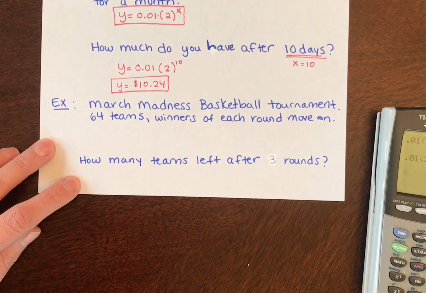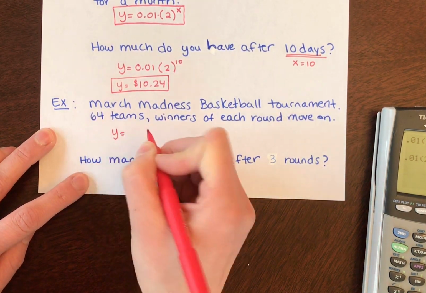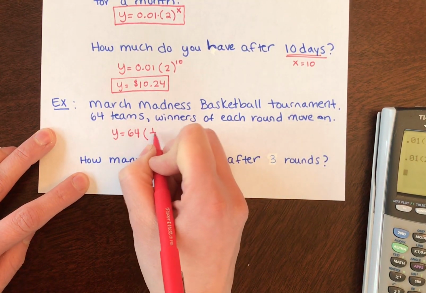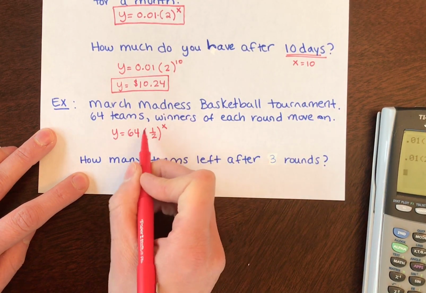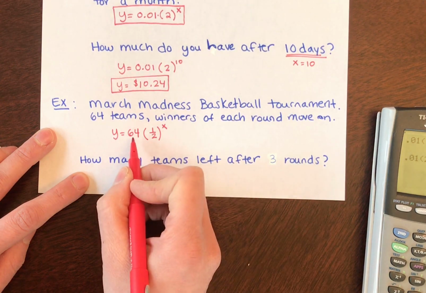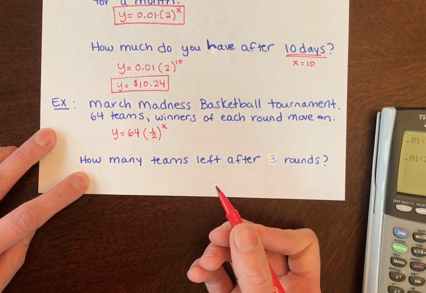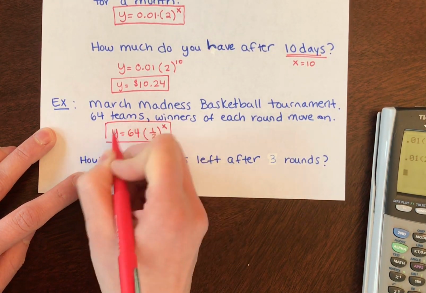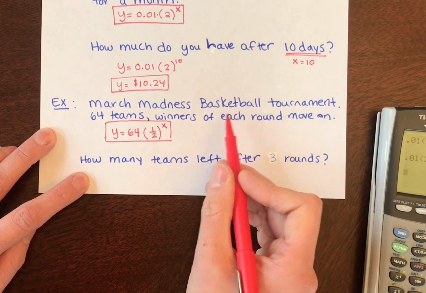So if I were to write an equation for the March Madness basketball tournament, my equation would be y equals 64, because that's what I start with, times 1/2 to the x, because after each round, half are being eliminated, right? So 64 times 1/2, because every time we were multiplying the previous amount of teams by a half. And in our case, x, which is a time, is really represented by rounds here.